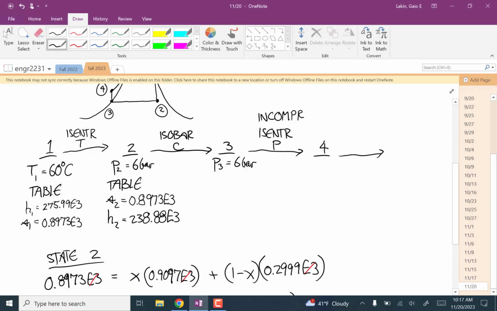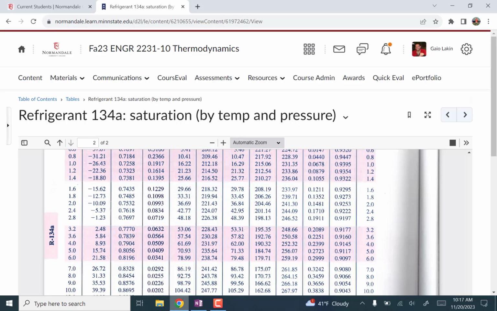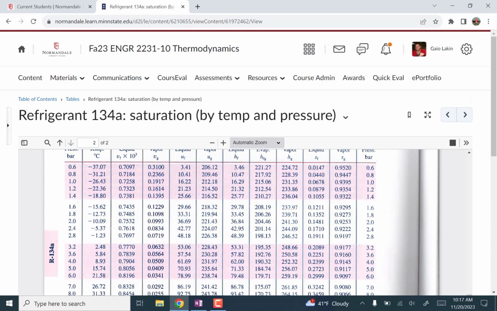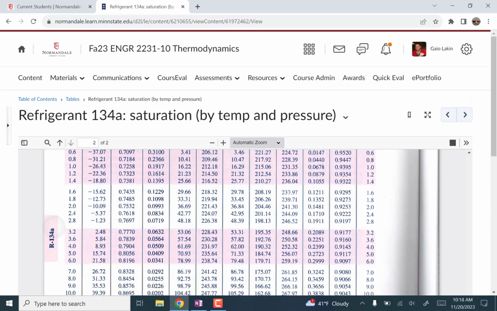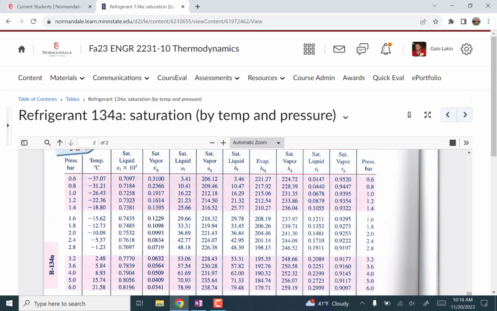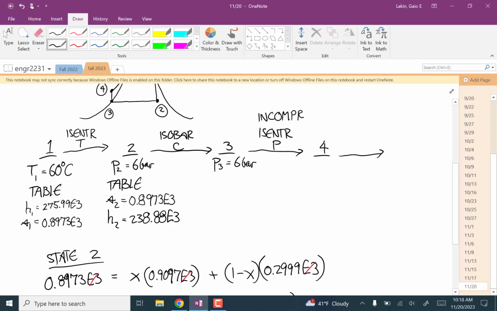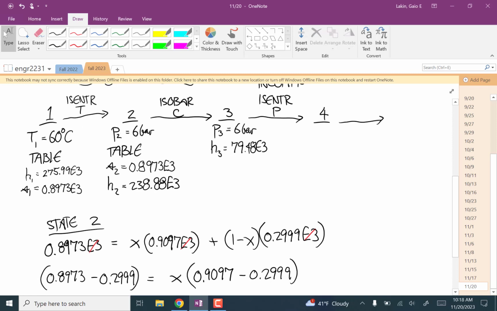At the state 3, we're in a saturated liquid, so we can just look that up immediately. So for 6 bar, the enthalpy, oh, we just did that, 79.48. And we have the pressure.